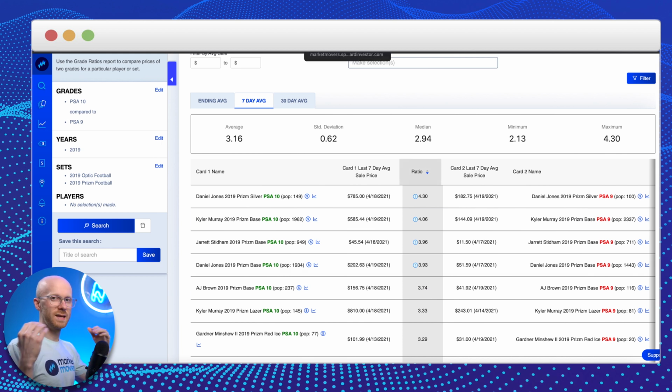The last one, let's go back and say you're interested in grading. You want to buy some raw cards, and you want to have a really good shot at getting a PSA 10.